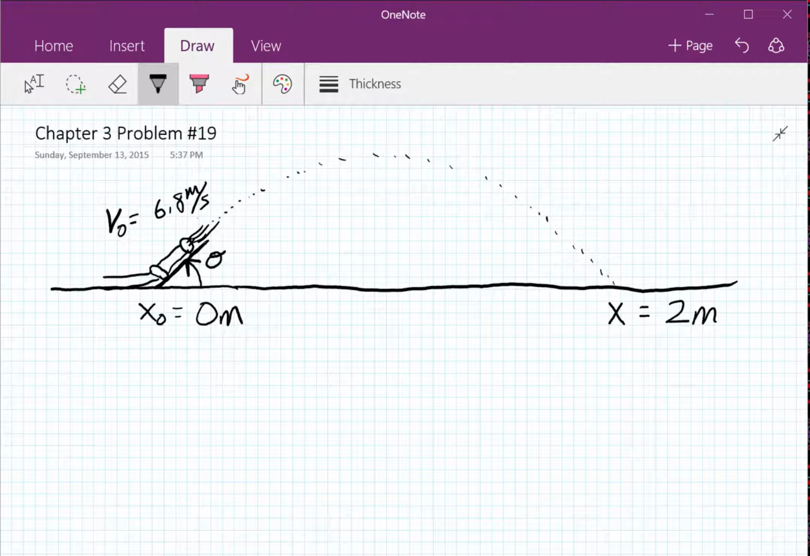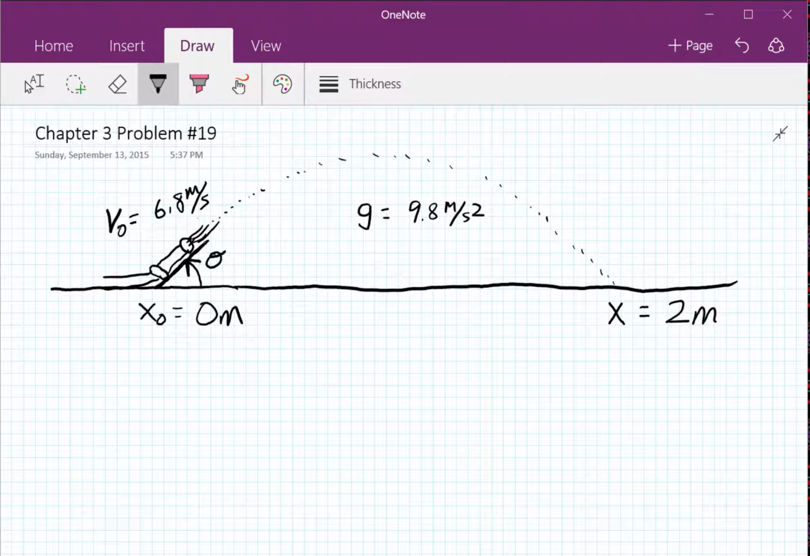Now, this is a range problem. We have an angle that we're looking for. We have an initial velocity. We know the distance it's traveling. And we know that the acceleration is g, which is 9.8 meters per second squared, downwards. So with the range equation, you use the value of g, the magnitude 9.8 meters per second squared. You don't use a negative value for g in the range equation.